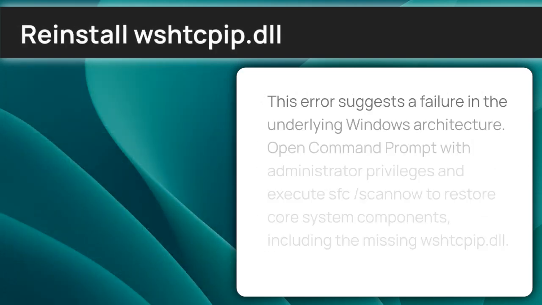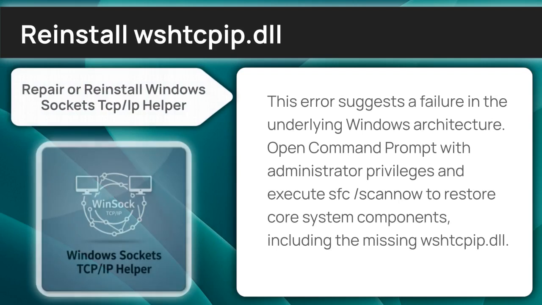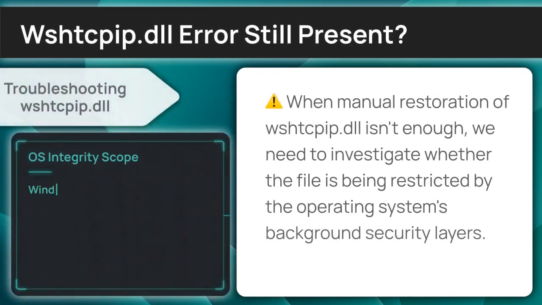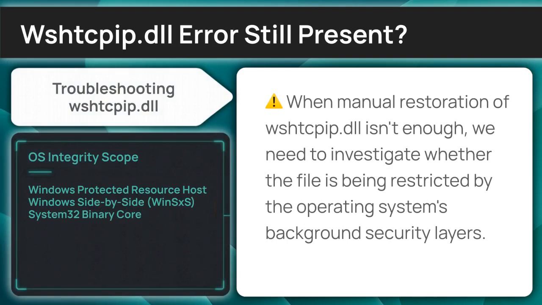This error suggests a failure in the underlying Windows architecture. Open command prompt with administrator privileges and execute sfc /scannow to restore core system components, including the missing Wshtcp.dll library DLL. If the application still won't initialize, we need to shift our focus to how the Windows loader is interacting with the library.